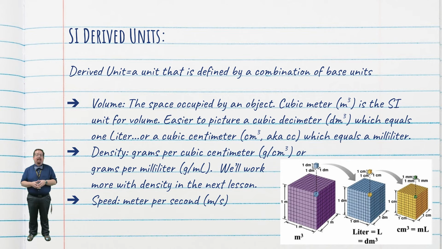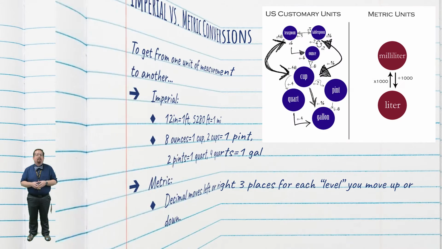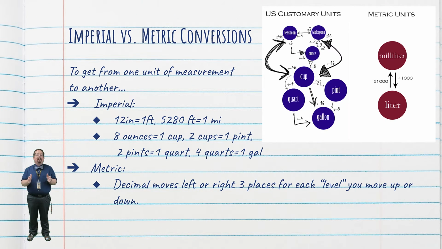Density, which we'll talk about in the next lesson, is often expressed in the derived unit of grams per cubic centimeter, or grams per milliliter. Speed also has a derived unit, measured in meters per second. So, why metric instead of imperial?